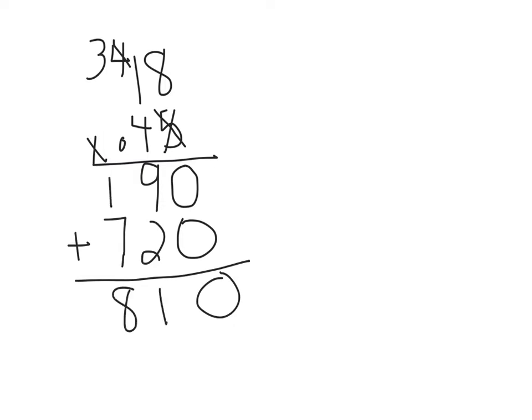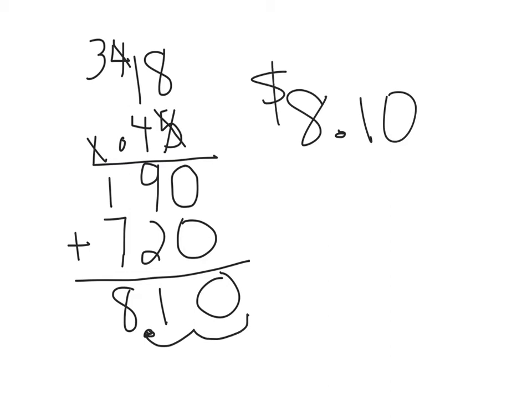Then we finally come back and we say, hey, here's that decimal. I have two numbers behind it, so it's going to start here, and it's going to go 1, 2. So my final answer is 8.10. Well, we have to go back to the first question.